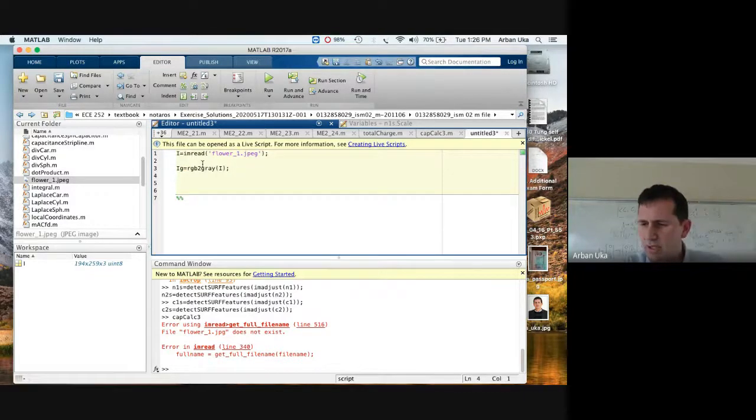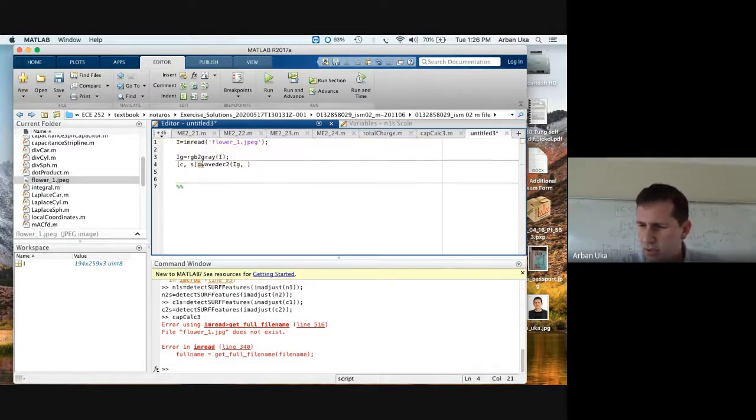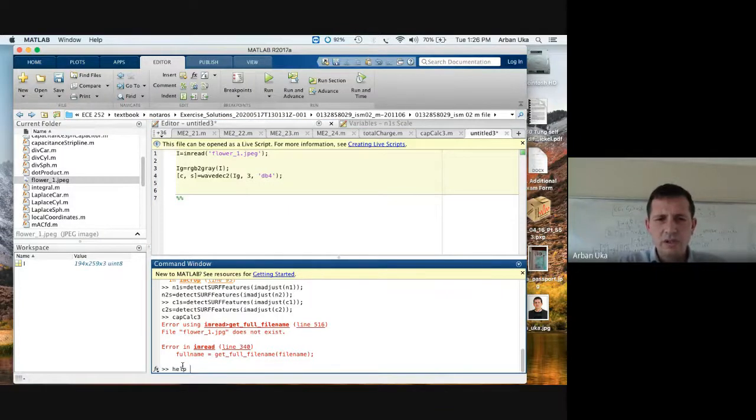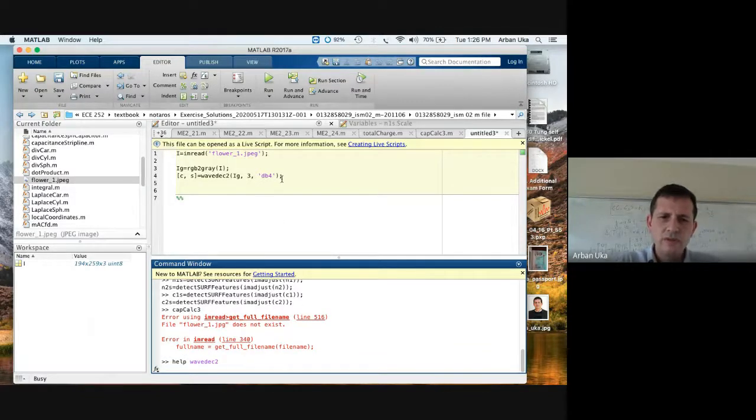And then from the grayscale, we can decompose this one into its coefficients by using wavelet decomposition, the two-dimensional wavelet decomposition of this image IG, the image in grayscale, using 3 levels in this decomposition and using Daubechies wavelet DB4. Now, to get the detail of what this does, let's see wavedec2. With this wavedec2, we can see what it does. We can see the details.